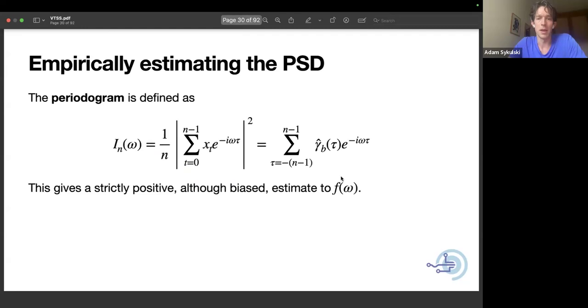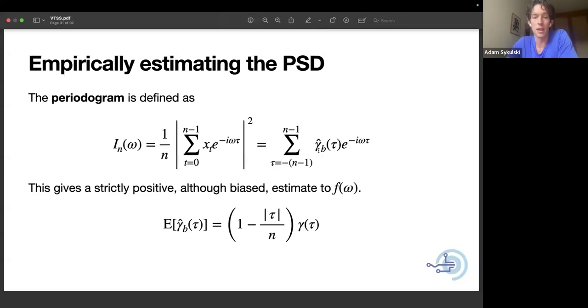So, empirically estimating the PSD, I already showed you this: the periodogram we can define as the discrete Fourier transform over the length of our signal, squared, normalized by the length of the signal. And in fact, we can show this is equal to a Fourier transform of our sample autocovariance. But this is the biased sample autocovariance, right? The one that we would classically use when estimating autocovariances.